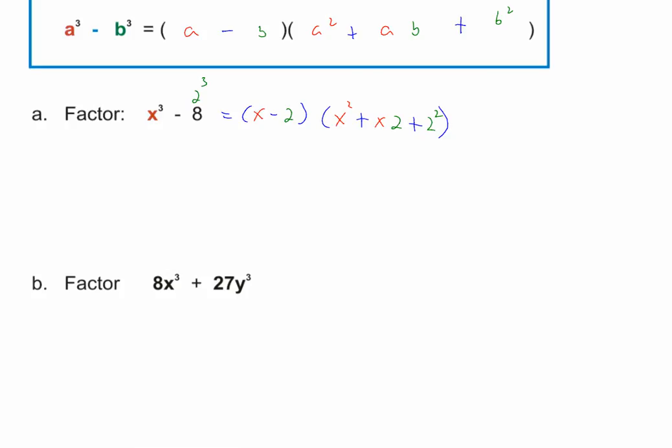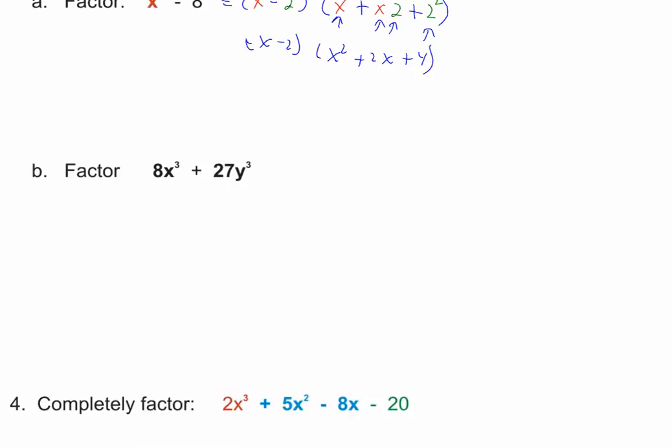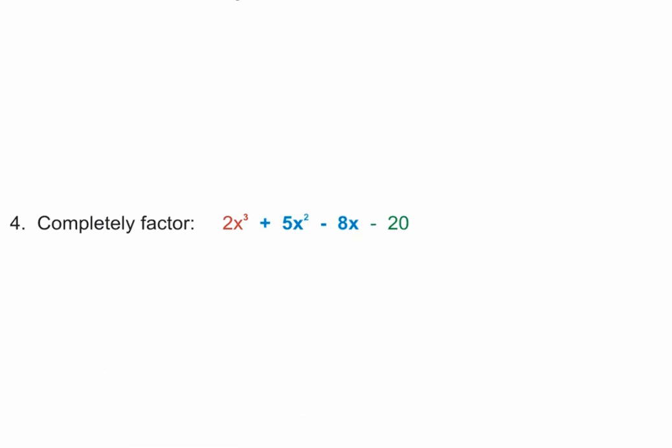Cube root of the front, cube root of the back. Cube root of the front squared. Cube root of the back squared. Cube root times cube root. We should clean it up. X minus 2 times x squared plus 2x plus 4. And that's the factoring of that. Again, I know I'm going fast. Watch the video if you need more help there.